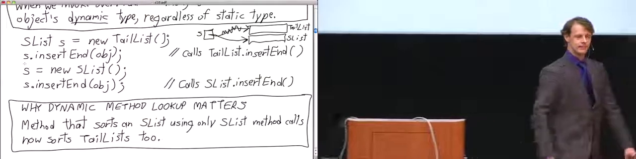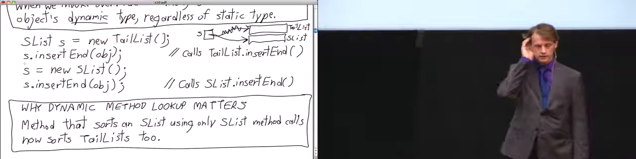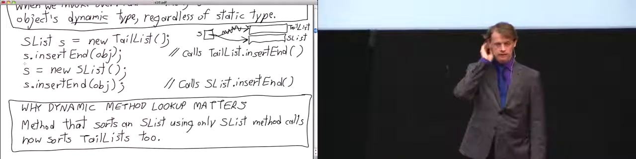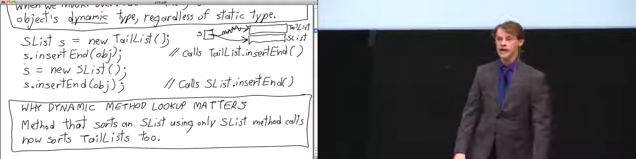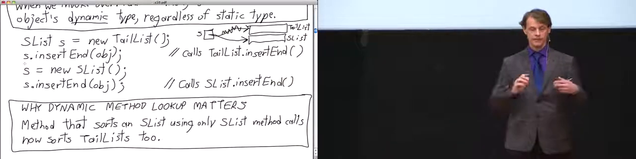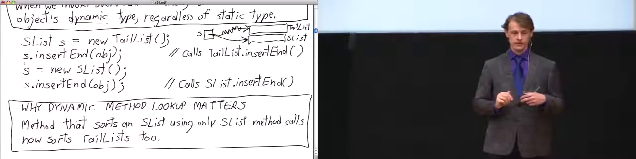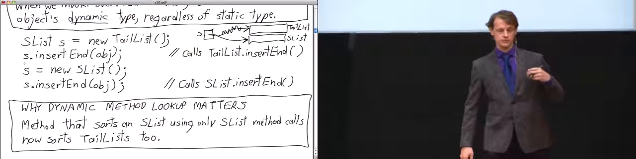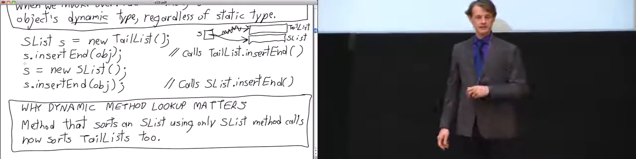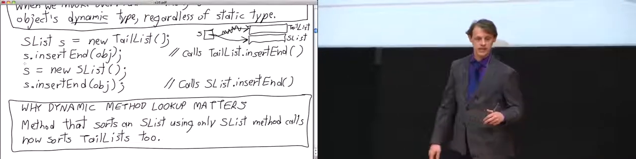Question? Yeah, an overriding method can have a different return type. The return type can be a subclass of the superclass's return type. And I'll ask the TAs to talk about that more in discussion section. Other questions?